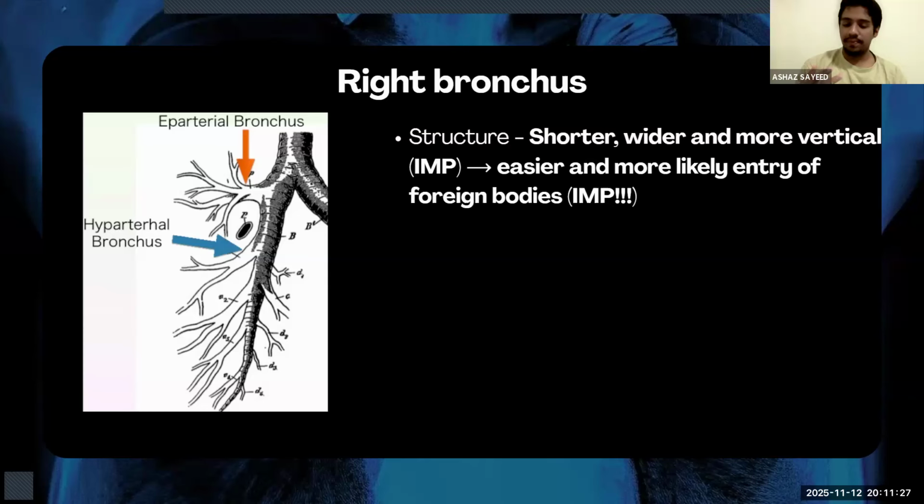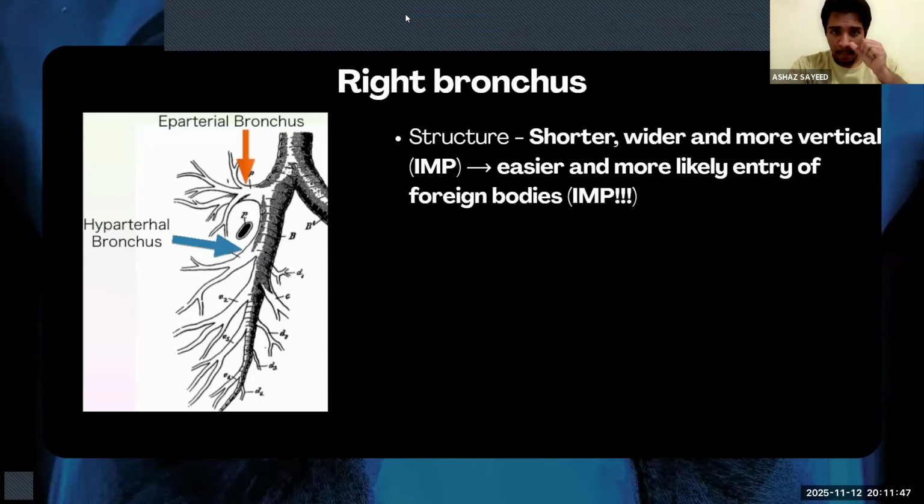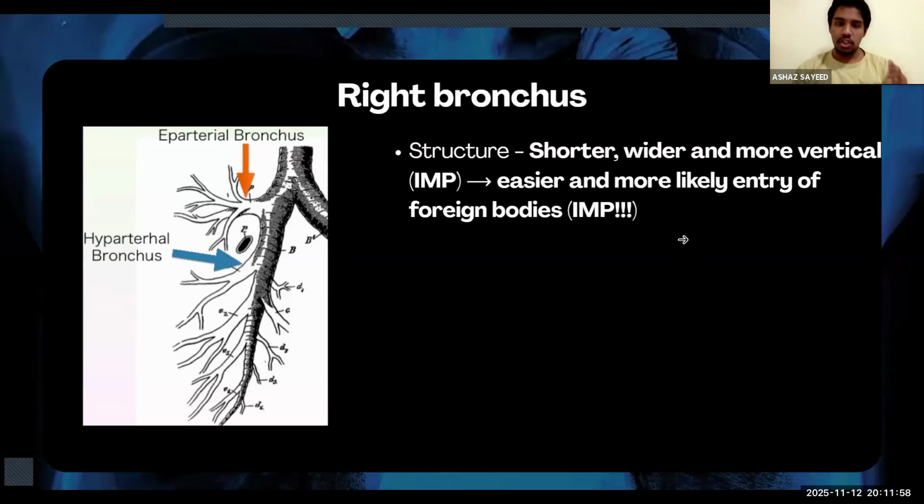So what happens if, let's say, a child inhales a foreign body or food or anything like that? It's because of gravity itself. Because of gravity, it's more probable for the object to get stuck in the right bronchus, just because the right bronchus is wider and more vertical. Got it? Right is shorter, it's wider, and it's more vertical. That's why foreign bodies can easily enter it. This is important. They will ask you a question on this.